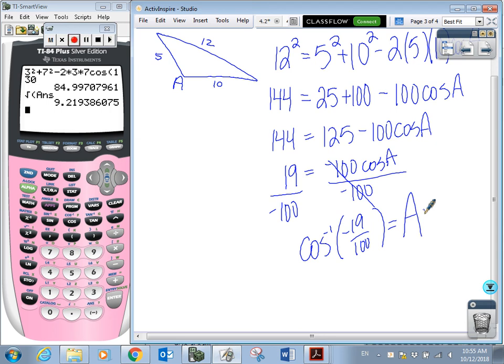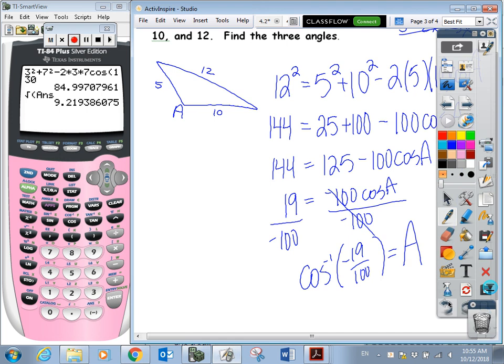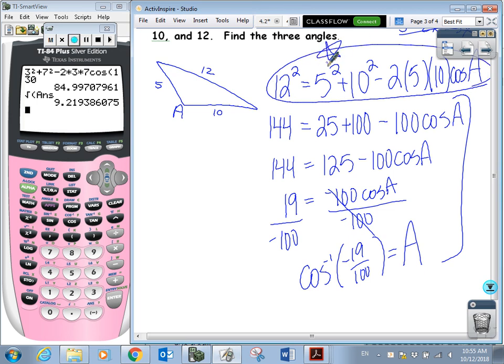Okay, this part right here, oh no, just kidding. This right here isn't necessary. This right here is what I'm looking for. That is the most important part. This is not bad. This is good work to show, but not necessary.